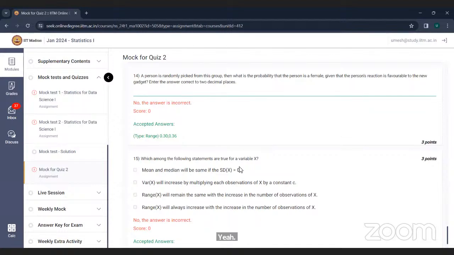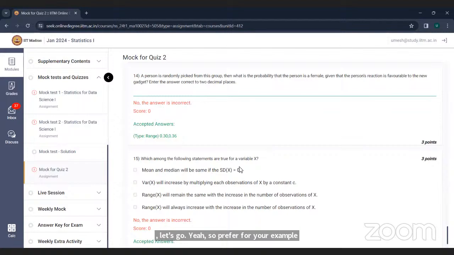Any doubt? So this is a mock. Your quiz will be of the same level. Let me know whether the difficulty of the quiz is hard for you, or if not, it's good. So prepare for your exam.